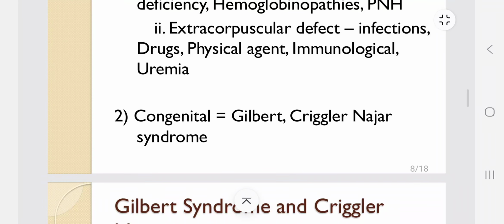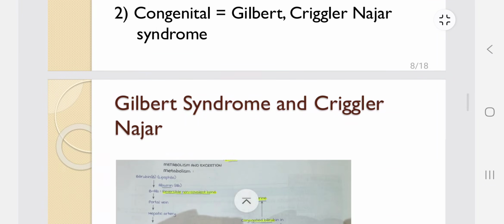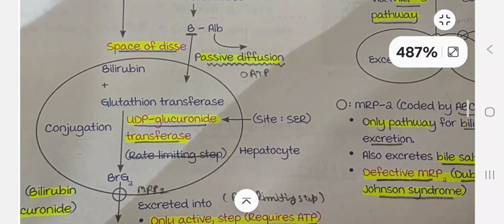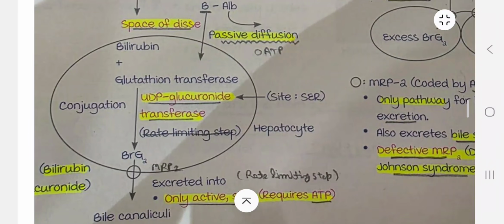Some congenital abnormalities are Gilbert and Crigler-Najjar syndrome. Now we will look at Gilbert and Crigler-Najjar syndrome. These both are due to UDP glucuronosyltransferase deficiency or defect. Crigler-Najjar is a severe form. Crigler-Najjar type 1 is very severe and there is a high chance of infant mortality. Crigler-Najjar type 2 can be seen in adults.